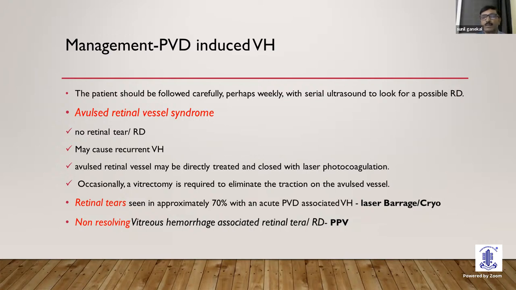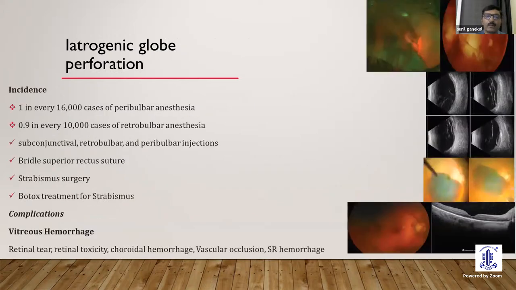Sometimes, as for treatment, if you can clearly see the avulsed vessel, you can directly do laser photocoagulation to this avulsed retinal vessel. If it is a major bleed, you may have to resort to a vitrectomy. Retinal tears are commonly seen in almost 70% of the patients with acute PVD-associated vitreous hemorrhage. If you can see retinal tears clearly, you can do either laser barrage or cryotherapy.